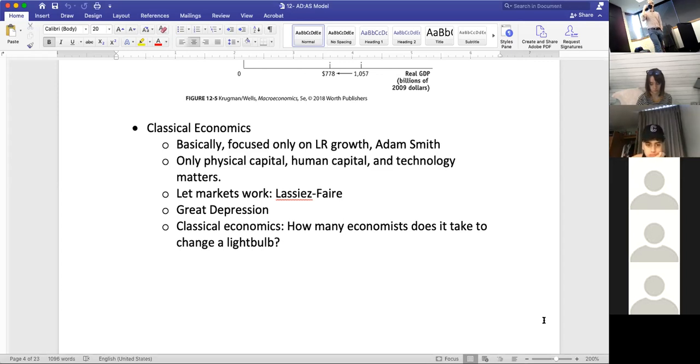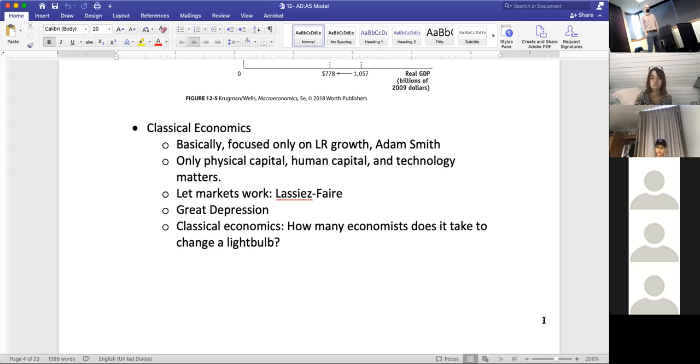So, because classical economists basically believe that markets work well, they basically believe in laissez-faire. And laissez-faire means hands off. Basically, government interference in the market should be relatively limited. Government should not be overly involved in markets because markets work well by themselves.